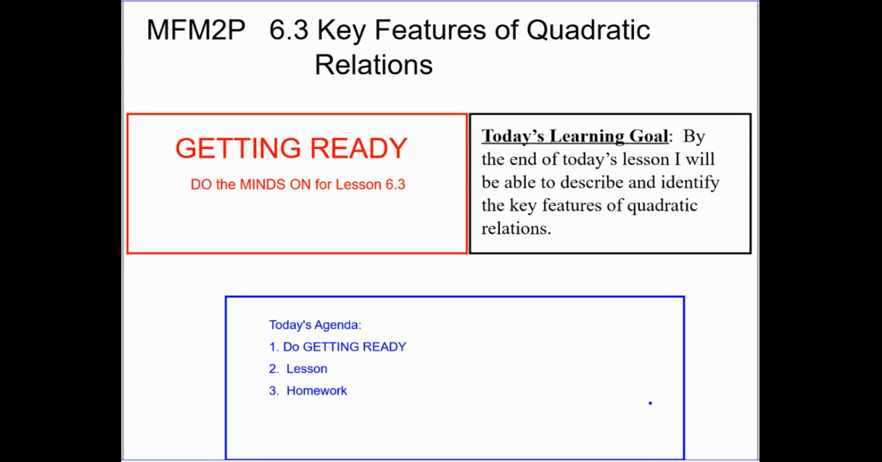We are in Unit 3, Quadratic Relations, in Chapter 6, Lesson 3, Key Features of Quadratic Relations. By the end of this lesson, you will be able to describe and identify key features of quadratic relations.